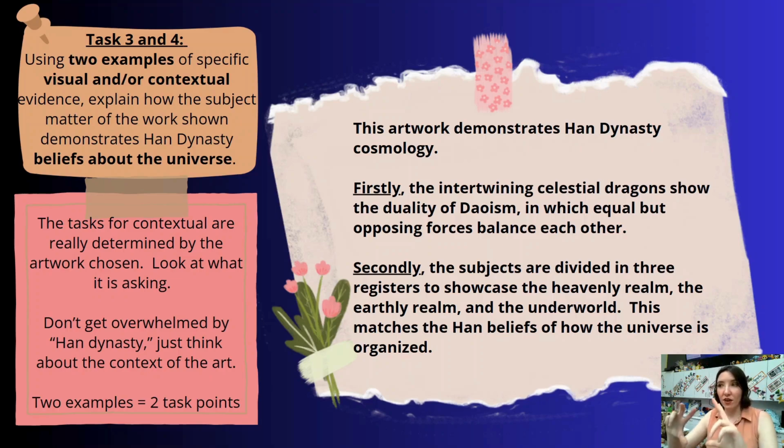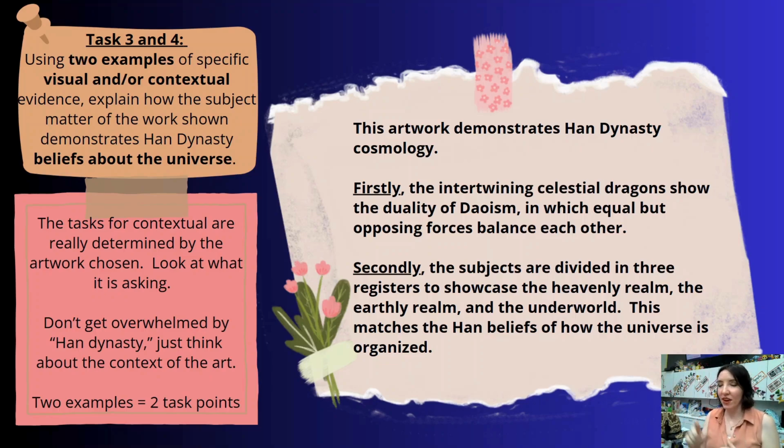So I start with a sentence starter. This artwork demonstrates Han Dynasty cosmology. I could also say beliefs about the universe. That just helps me get started in thinking. Then my evidence. Firstly, the intertwining celestial dragons show the duality of Taoism, in which equal but opposing forces balance each other. So I'm talking about that whole yin-yang thing, but seen in the dragons. I added the word celestial in there just in case dragons aren't real, so I'm saying that they're heavenly and magical, but we're not using the word magical.